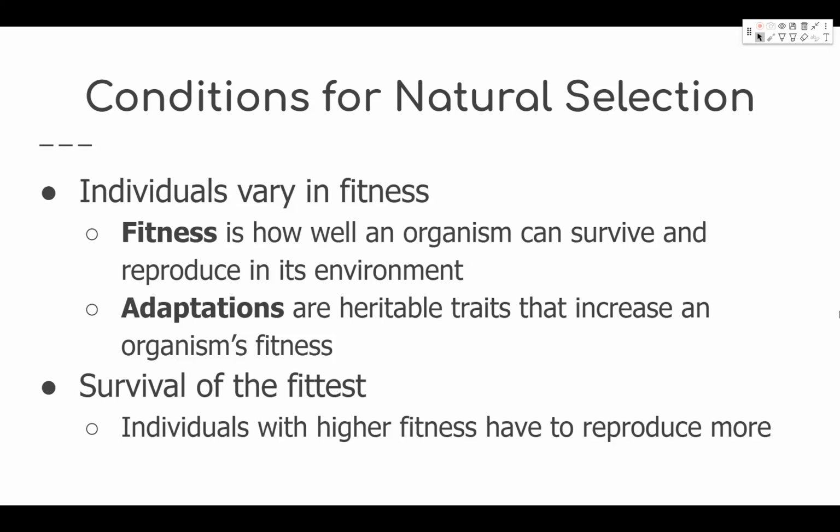Fitness is affected by adaptations. An adaptation is a heritable trait, it has to be inherited, that increases an organism's fitness. So, what is something that an alligator has that allows it to better survive and reproduce in its Florida marshy goodness? What's something that organism has to make it better at living in that environment?